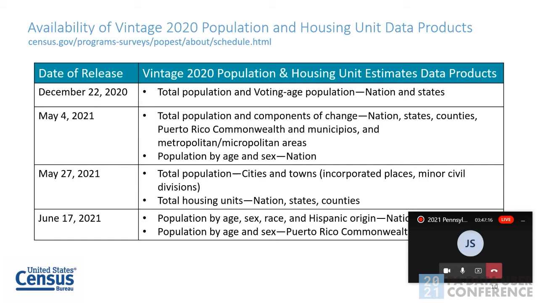Coming up really soon, we're going to be releasing the total population estimate for the cities and towns in the nation, some 20,000 areas. And in addition, we'll release total housing units for the nation, states, and counties. In June, a very big release, a lot of data are going to be coming out at that time. We'll do our estimates for the nation and states and counties, population by age, sex, race, and Hispanic origin. And then we'll do the age and sex estimates for Puerto Rico Commonwealth and municipios.